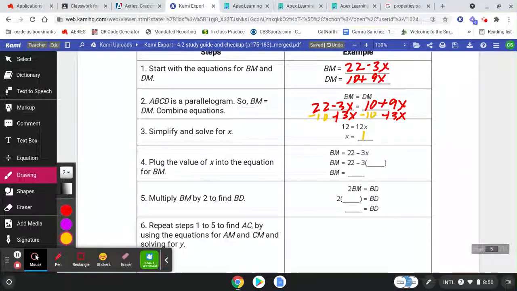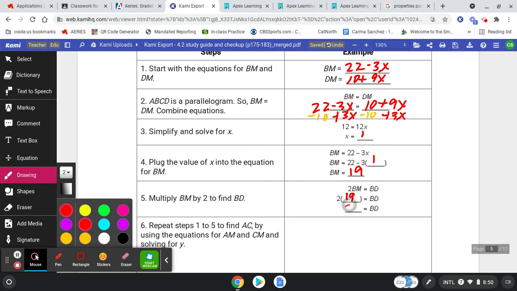Now that we got a value for x, we plug it in. 22 minus 3 is just 19. And then 2 times BM, whatever we just got, is 19. So BD equals 38.